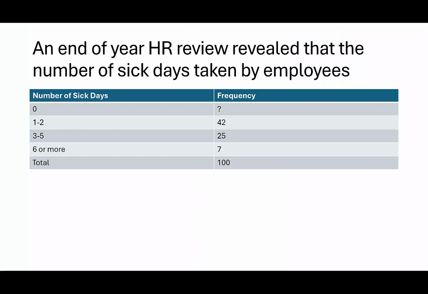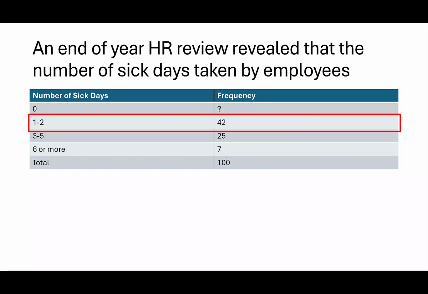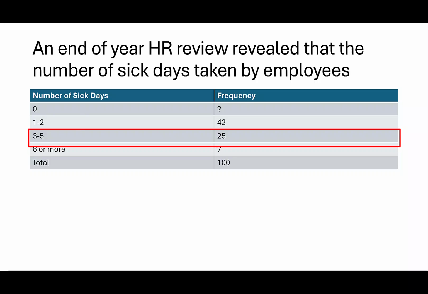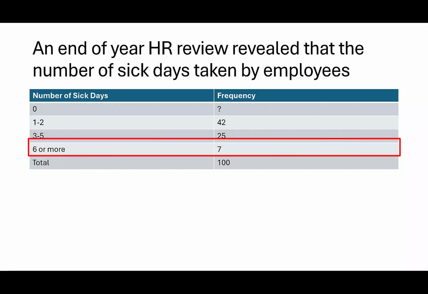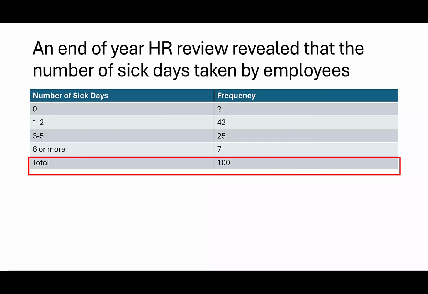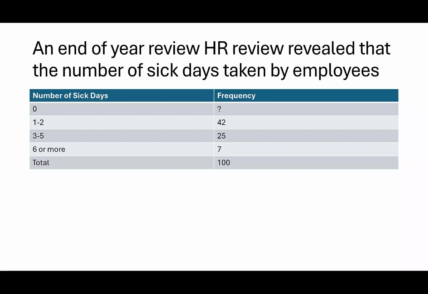An end-of-year HR review revealed the number of sick days taken by employees. In our frequency distribution, we can see that we don't know how many people took 0 days off. We know that 42 people took 1 to 2 days off, 25 people took 3 to 5 days off, and then 7 people took 6 or more days off. We have a total of 100 employees, which will help us find how many people didn't take any sick days off. What we need to do is look at the 42, 25, and 7 and subtract that from 100. We have 100 minus 42 minus 25 minus 7 is 26, which says 26 employees didn't take any sick days.